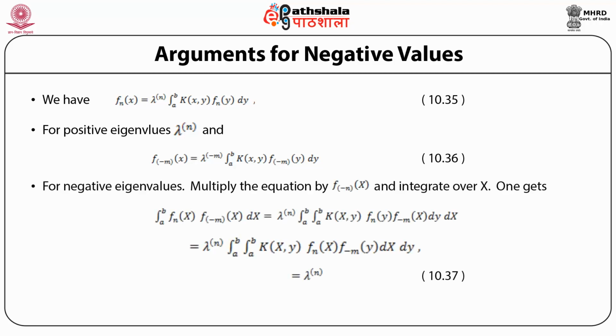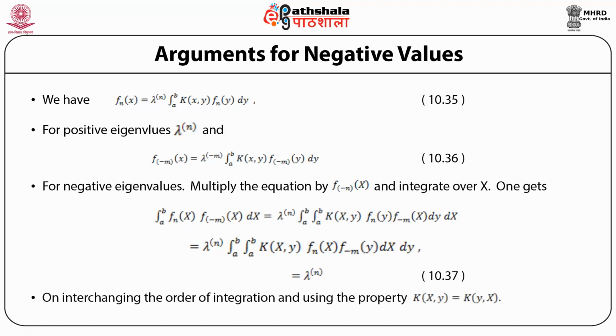Multiplying the first equation by f_{-m}(x) and integrating over x, we get the integral from a to b of f_n(x) f_{-m}(x) dx is equal to lambda_n, a two-dimensional integral from a to b over dx dy of K(x,y) f_n(y) f_{-m}(x), which is equal to lambda_n times the integral from a to b multiplied by the integral a to b of K(x,y) f_n(x) f_{-m}(y) dx dy.